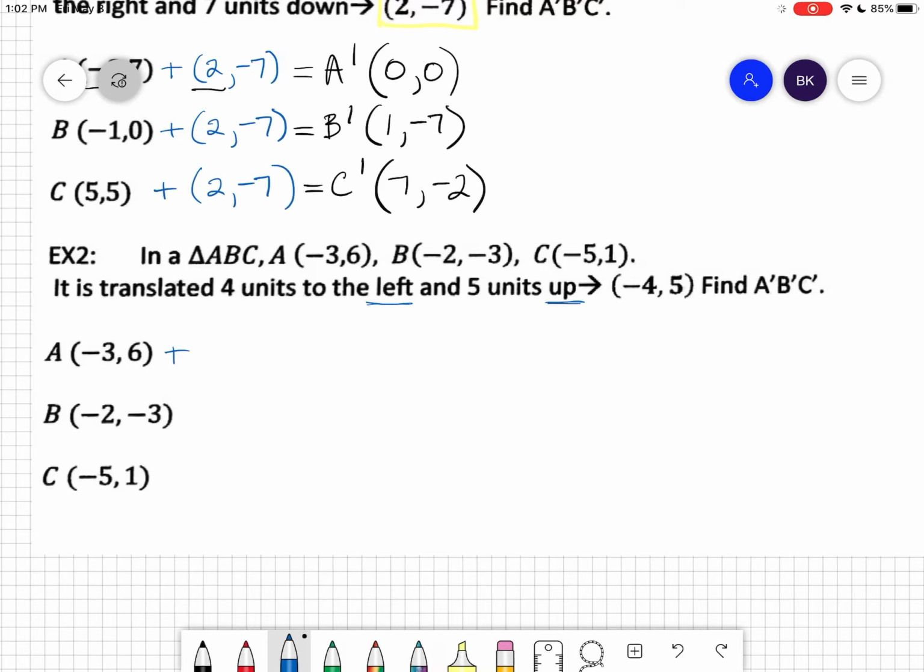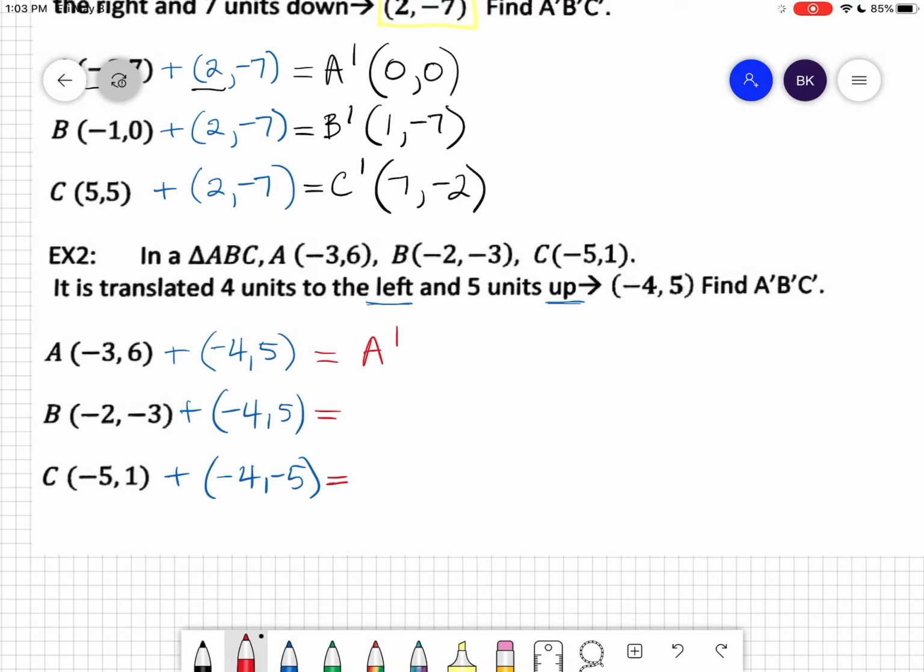So we are still going to do the same thing. We're going to add our ordered pair: -4, 5 plus -4, 5 plus -4, 5. Okay. Let's quickly figure out our primes.